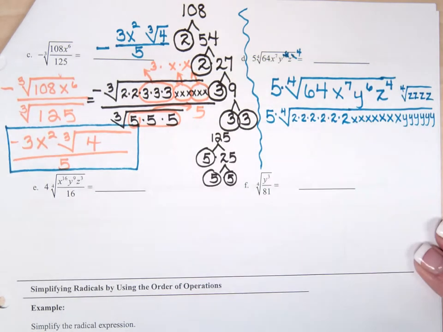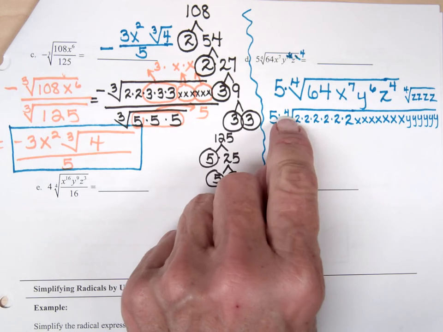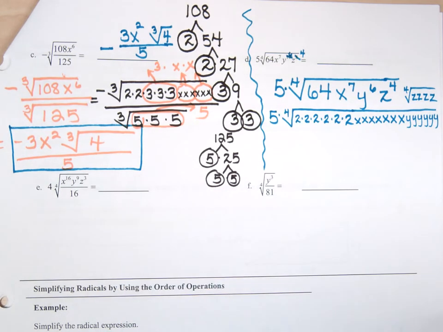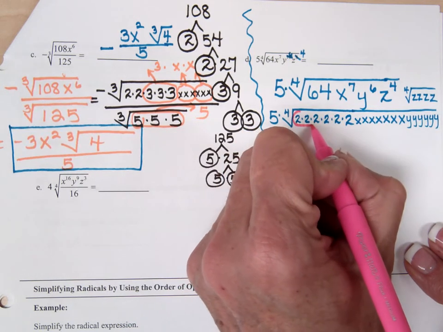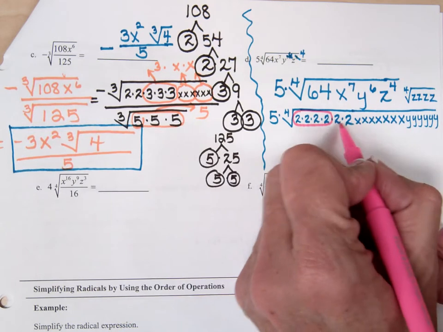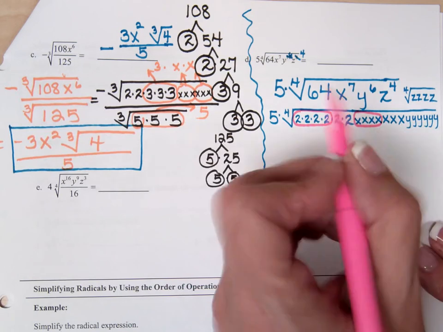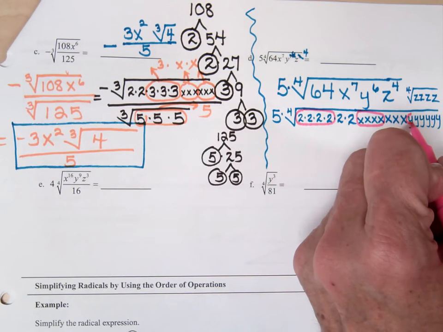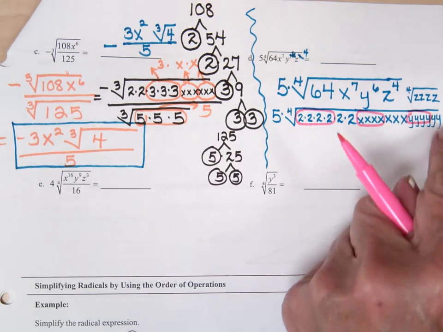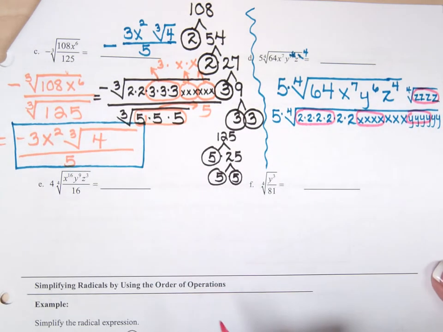So we're going to go down the list and we're going to circle groups of what? 4, right? So the index is 4. That tells me to circle groups of 4. 1, 2, 3, 4. 2 2's left over. 1, 2, 3, 4. 1, 2, 3 x's left over. 1, 2, 3, 4. 2 y's left over. 1, 2, 3, 4. No z's left over.